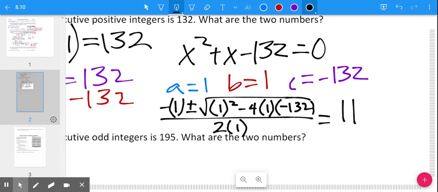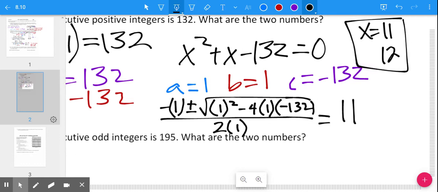So that was our whole number, our positive number was 11. So if we have the number 11 as our smaller value, because we have x equals 11, we do x plus 1 to get our next number, which would be 12. So 11 is the first number, 12 is the second. Another way to check them is multiply 11 times 12, and you'll get 132, which is the product of the 2 positive consecutive integers.